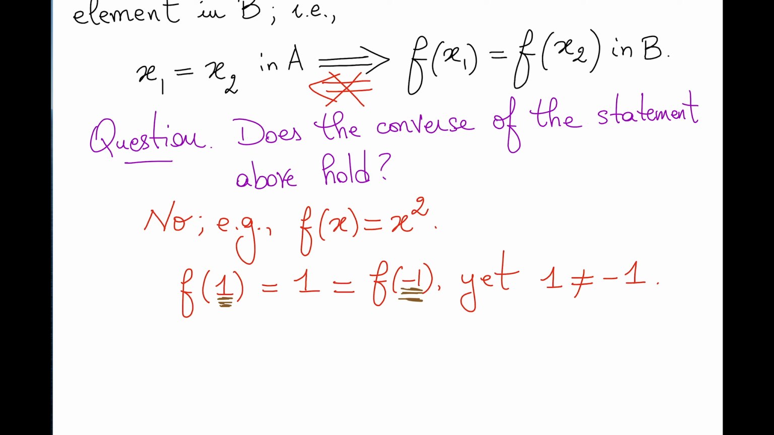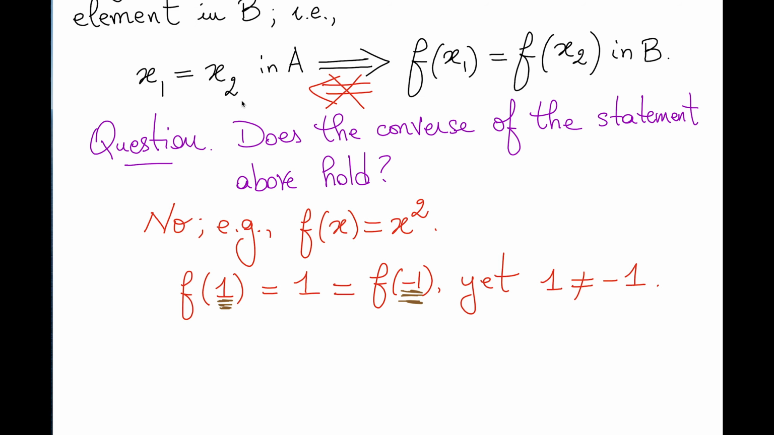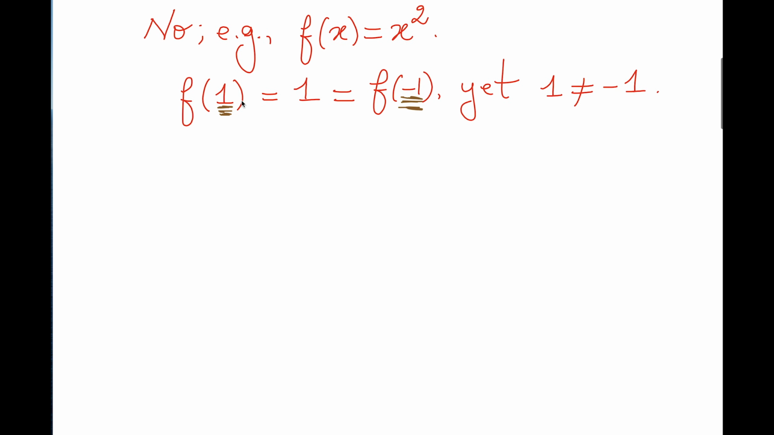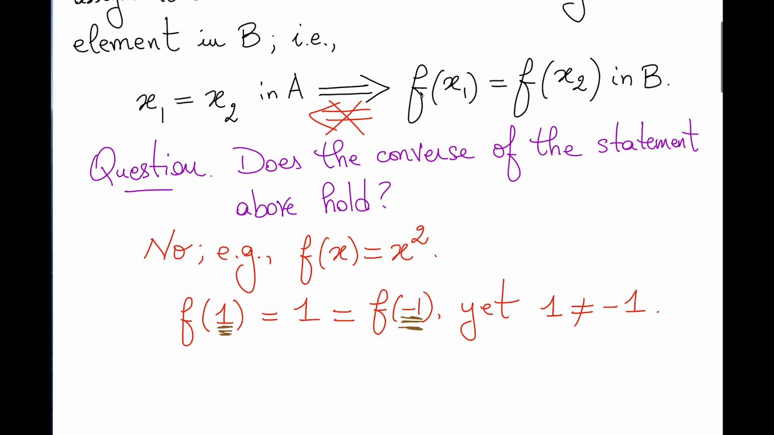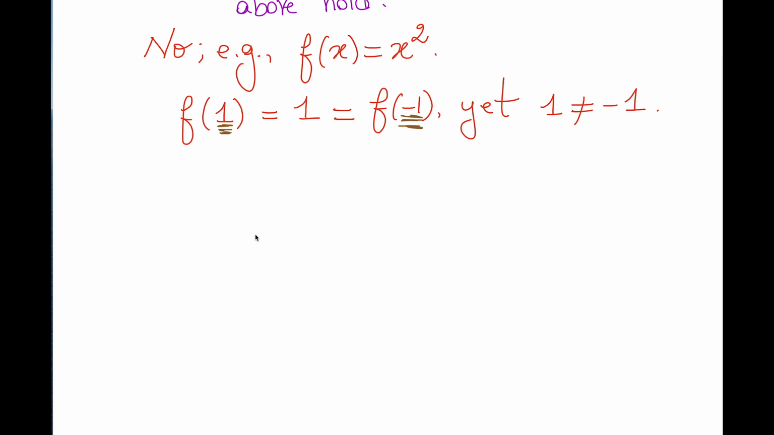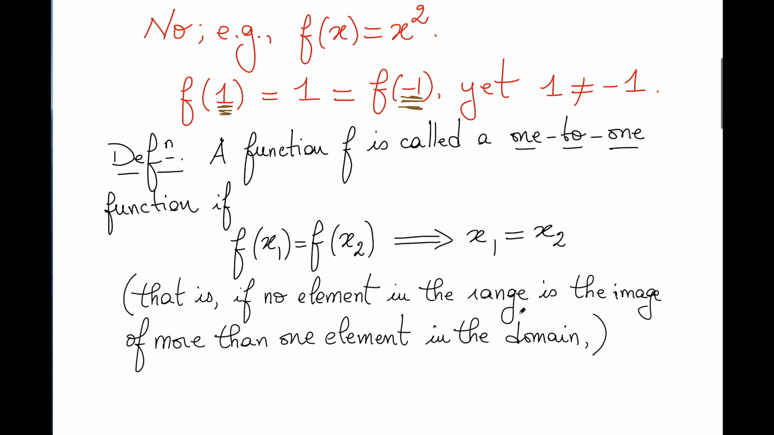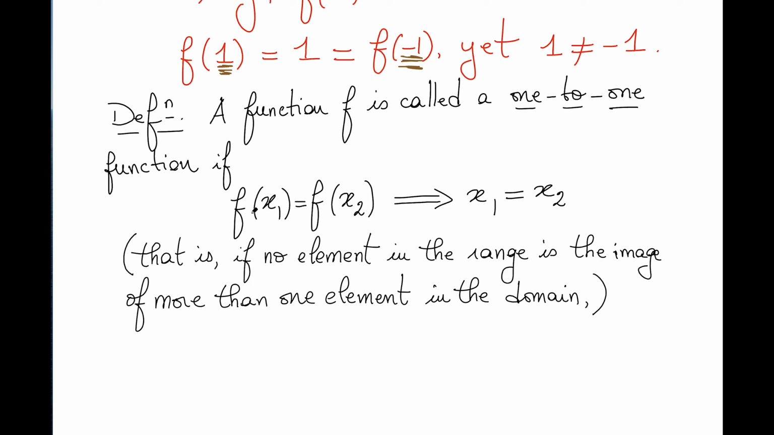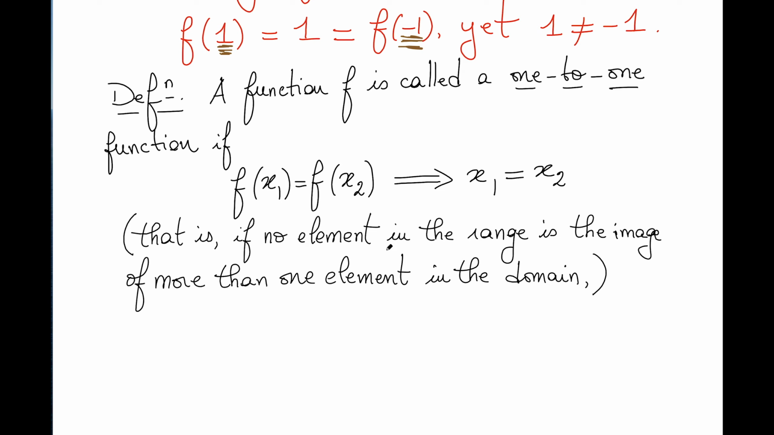Now, those functions for which this implication happens to hold are going to be referred to as one-to-one functions, and this is the next definition that we're about to mention. Okay, so the next definition is, again, about the converse. So any function verifying the right to left implication is going to be called a one-to-one function. Let's read it. A function f is called a one-to-one function if whenever the images are the same, it follows that the inputs are the same. If you want to put it in words, this means that no element in the range is the image of more than one element coming from the domain.